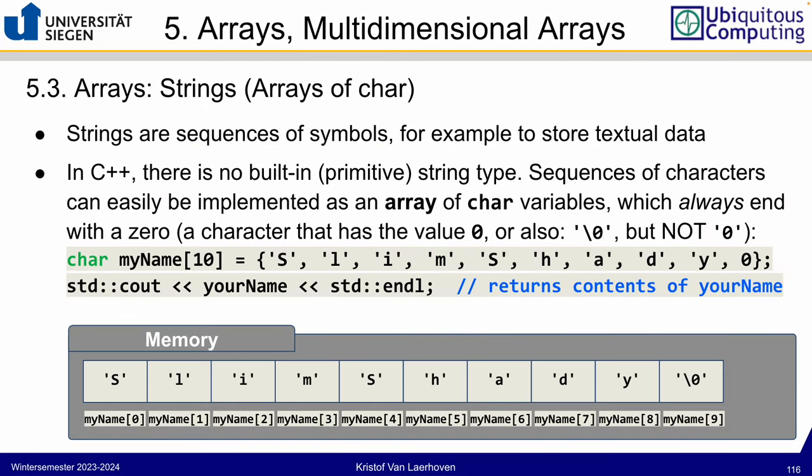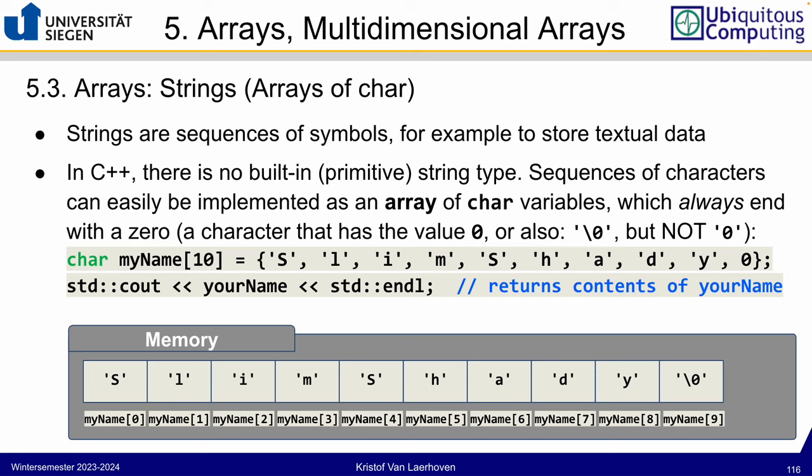Now the next thing you can do with arrays is you could have an array of characters. And an array of characters is something that is called in programming a string. A string is basically a sequence of symbols, like a word or a sentence or a page of text or an entire book of text is basically representable as a string. And essentially a string is nothing more than an array of characters. This is the core thing you need to remember here.